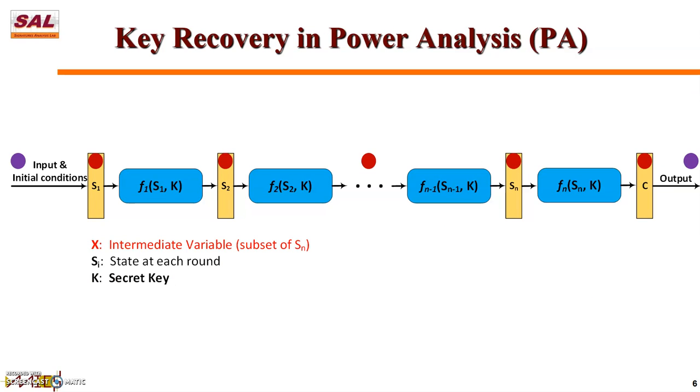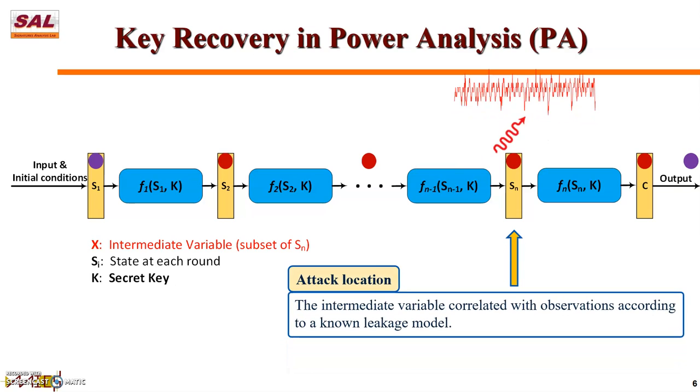A typical power analysis attack finds the secret key in the following procedure. A cipher, especially for symmetric key cryptography, can be represented as multiple iterations of a permutation function. At a particular iteration called the attack location, the attacker measures the power consumption during the execution of a cipher operation. The result of this operation is called the intermediate variable, which is correlated with the measured power. The attacker calculates the value of the intermediate variable from the input or output of the algorithm and a guess for a subset of the secret key.